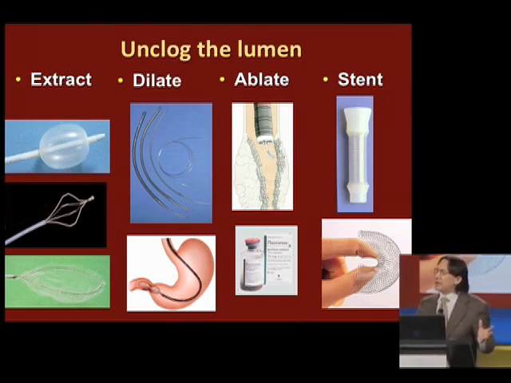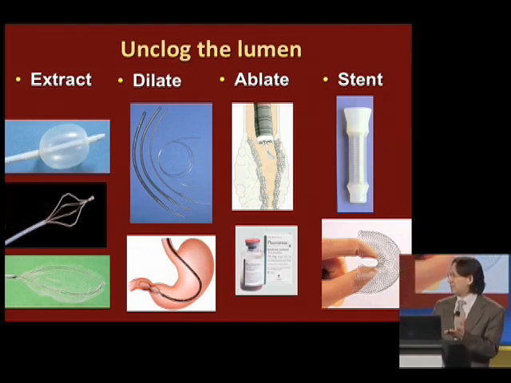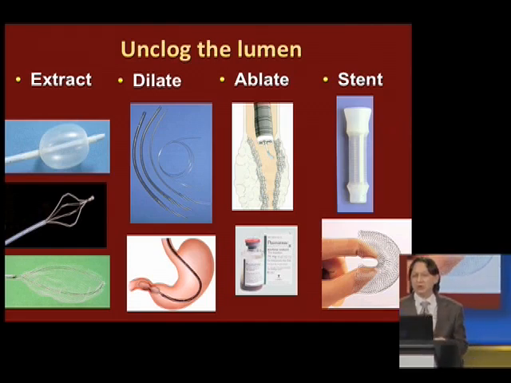Now, unclogging the lumen. This has been an area of tremendous growth and innovation. We have a large array of devices, and the choice of tool depends on the nature of the obstruction and the site of the obstruction. So we can extract, be it a foreign body in the esophagus or a stone in the bile duct, using balloons and baskets and nets.